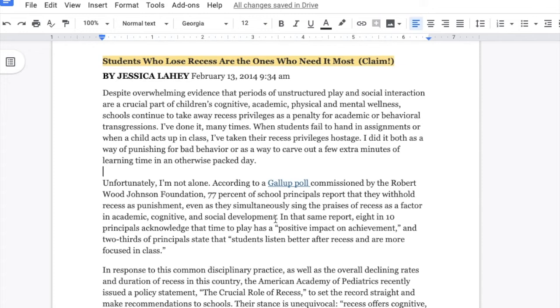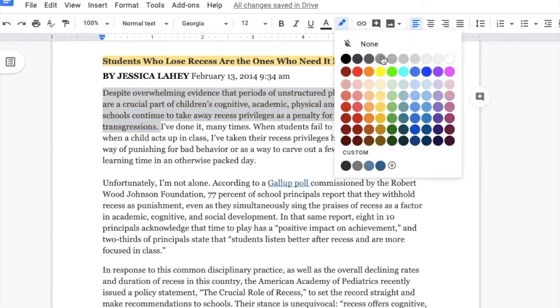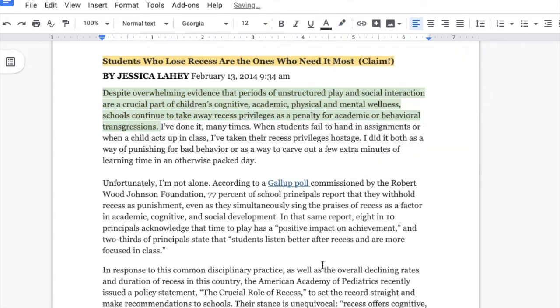She says, despite overwhelming evidence that periods of unstructured play and social interaction are a crucial part of children's cognitive, academic, physical, and mental wellness, schools continue to take away recess privileges as a penalty for academic or behavioral transgressions. So this is why it's happening, right? These are some of the reasons why kids are losing recess in general. So this is an important start to our essay because that background information, those background reasons, set up our claim.